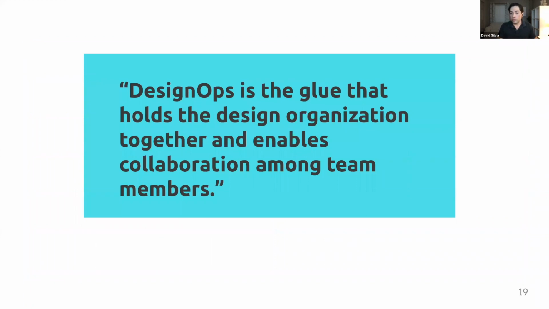So in short, design ops is the glue that holds the design organization together and enables collaboration among the team members. Remember the three pillars of design ops: how we work together, how we get our work done, and how our work creates impact. Having these three principles has to be intentional, it has to be done right, so that the operation can run smoothly.